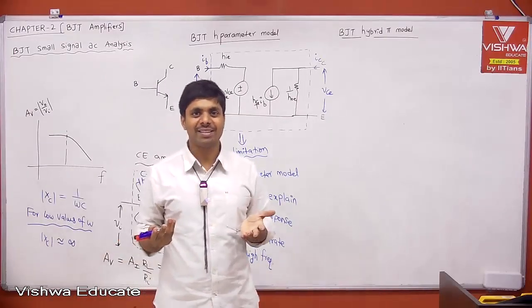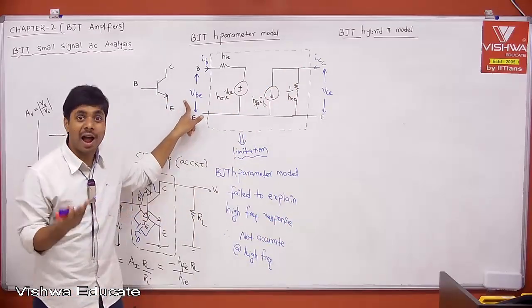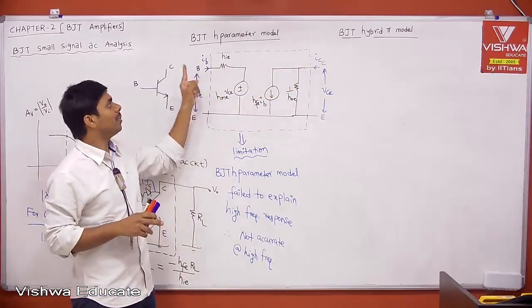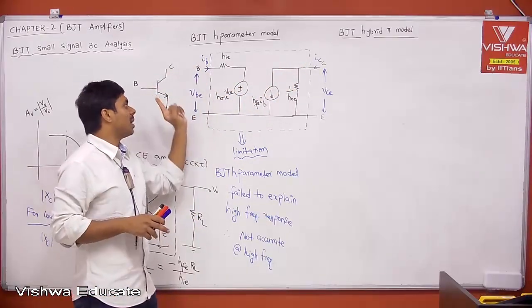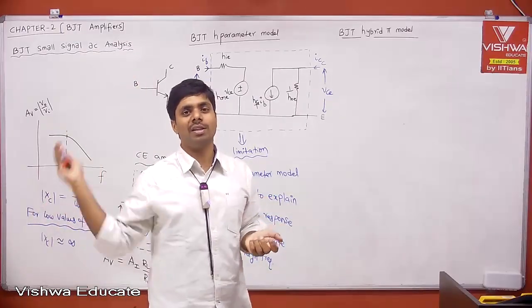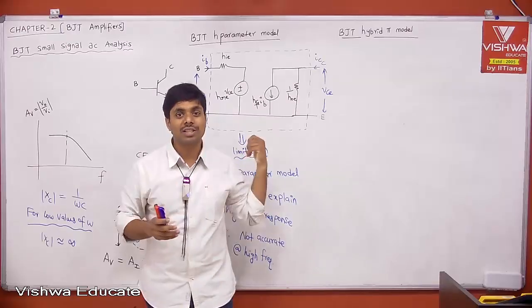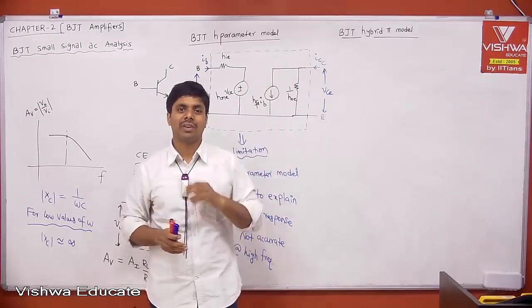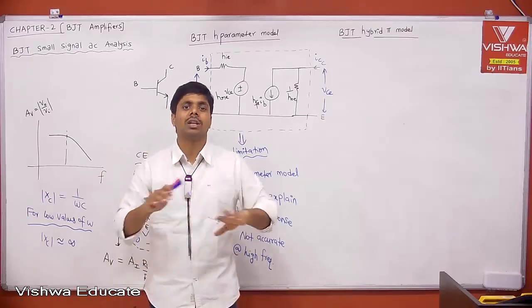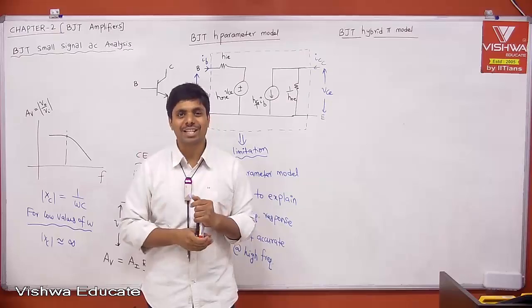Are you following me? Yes. Therefore, your output current is controlled by input voltage indirectly. Directly, the output current is controlled by the input base current, but the input base current is controlled by VBE. Therefore, indirectly, I can say your output current is controlled by input voltage. So I can call BJT also a voltage controlled current source, similar to your MOSFET or JFET. In the case of MOSFET there is no input current, therefore there is nothing called current controlled current source.